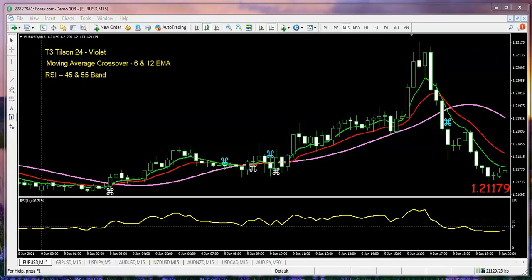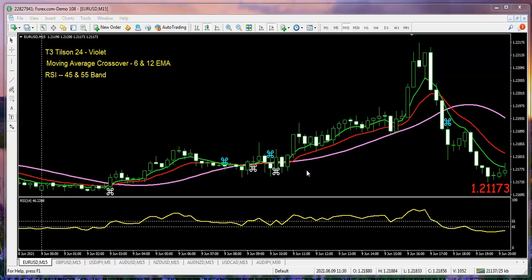Okay, Forex fortune hunting friends, let's begin at the beginning. We're going to quickly review our three indicators and our new template, which we call Simple Crossover Hot. And the reason for that is that we have the T3 Tilson 24 in violet, this line right here. We have the 6 and 12 EMA. We've increased the speed of that by moving back from the 12 and 24 EMA.